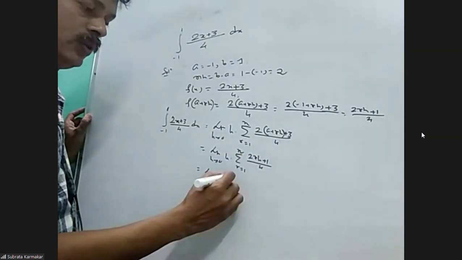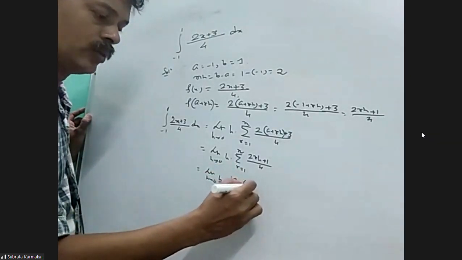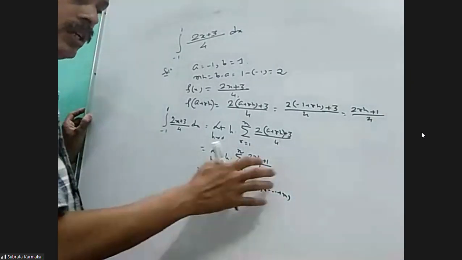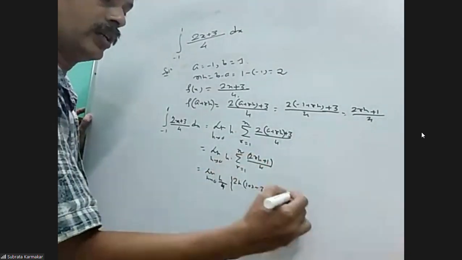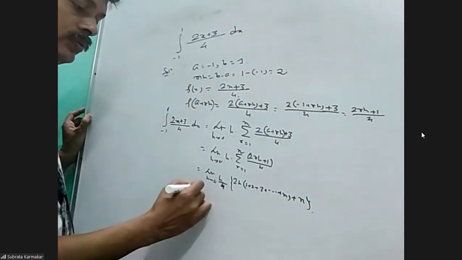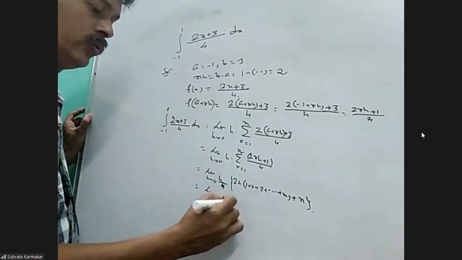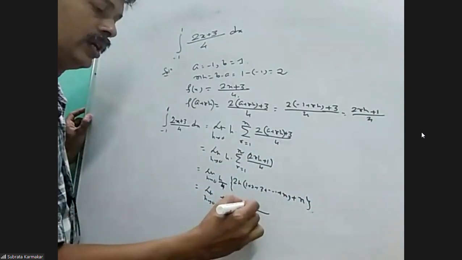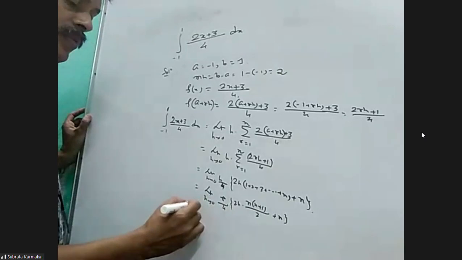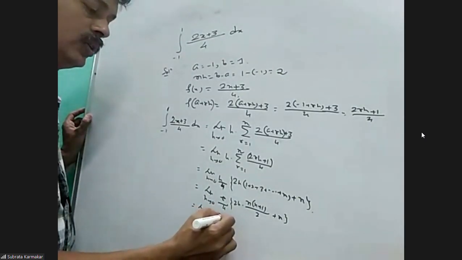So if you put the value, what will you get? 2h. So 1 plus 2 plus 3 up to n is the first part. And the second part, 1, 1, 1 from every bracket, so it will be n. Now, limit h tends to 0, h by 4 twice h, n into n plus 1 by 2 plus n. Then by h, if you multiply, then 1 by 4 within bracket 2h square.